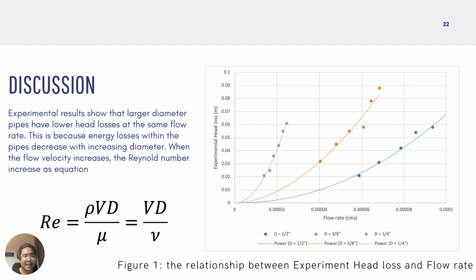For the discussion, experiment results show that the larger diameter pipe had a lower head loss at the same flow rate. This is because the energy loss within the pipe decreased with the increasing diameter. When the flow rate increased, the Reynolds number also increased as the equation shows.